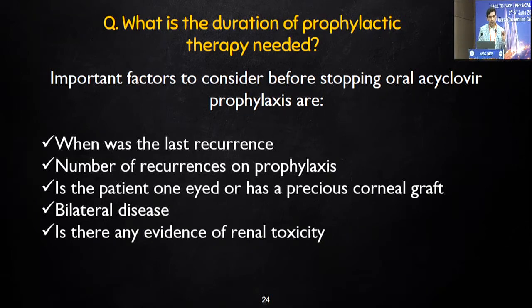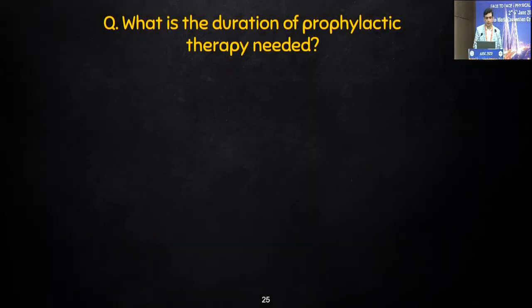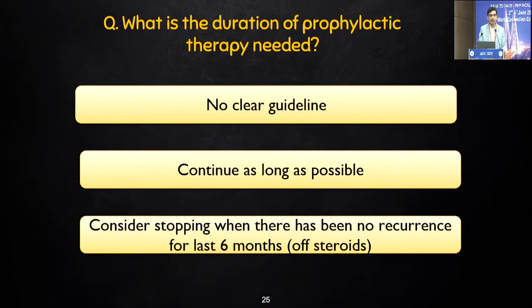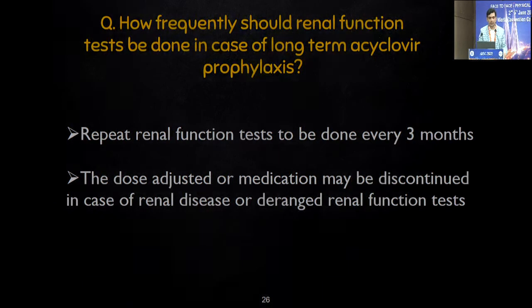Is there any evidence of renal toxicity previously? The dose might need to be reduced or stopped completely. And remember that the patient will benefit only as long as you are giving the prophylaxis. Beyond that period, there is no benefit of previously given acyclovir. So no clear guideline, but continue as long as possible. And if you are considering stopping, at least there should have been no recurrence for the last 6 months in the patient on steroids. So that is the important keyword here. And as we discussed previously, renal function tests ideally every 3 months, but 4 to 6 months is also fine.